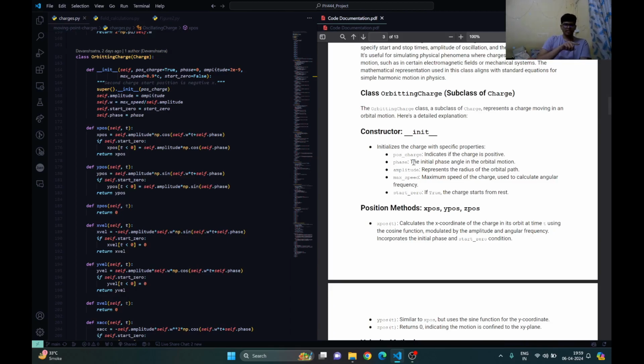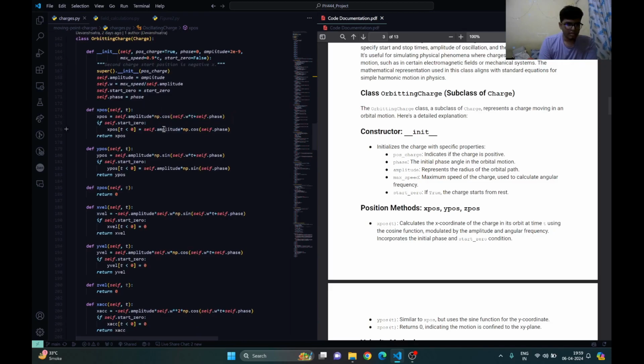So if it's zero phase, it starts here. If it's pi by 3 phase, then it will start 60 degrees to the x axis. So phase just means that. So if you want to define multiple charges, you can have phase difference between those charges in a circle.